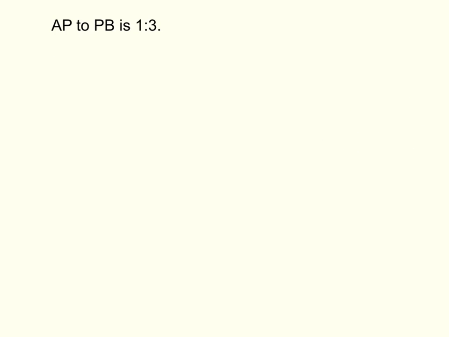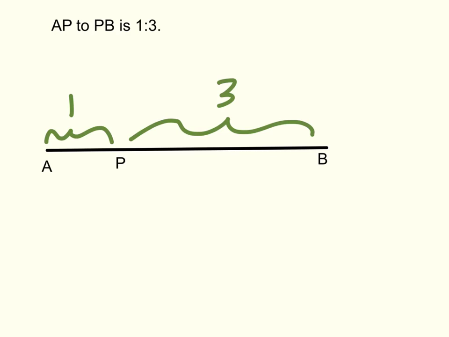It might be tempting at first to think, well, AP is going to be 1/3 of the entire length of the segment. But if you think that, you wouldn't be right. Here's why. This is what the ratio of 1 to 3 would look like if we drew out AB with point P in between A and B. In our illustration, AP is 1/4 of the total length of the line segment, and PB is 3/4 of the total length of the line segment.